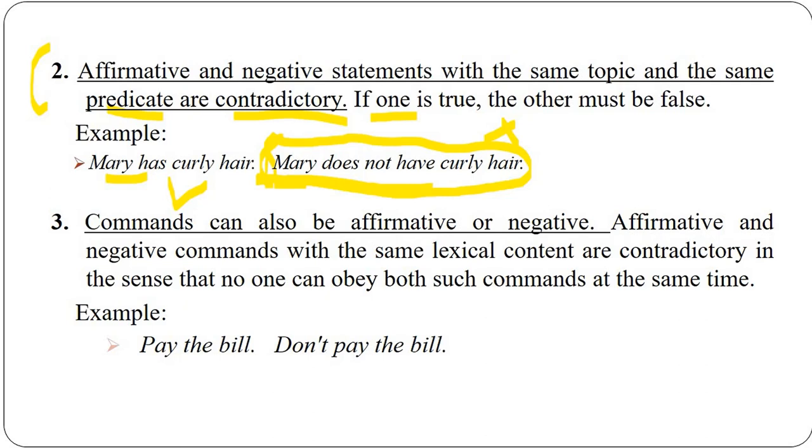So let's look at number 3. Comments can also be affirmative or negative. Imperative sentences can be affirmative or negative. Affirmative and negative comments with the same lexical content are contradictory in the sense that no one can obey both such comments at the same time. Like pay the bill, don't pay the bill. So if one is commanded, the second one cannot be commanded for sure. So the same person cannot obey both of them at the same time because one of them is the negative form of the other one.